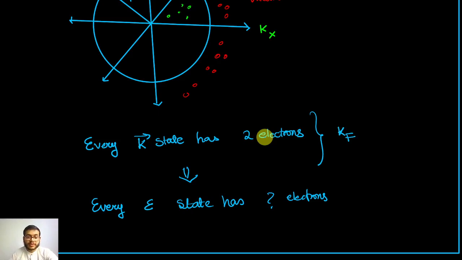So there can be an intermediate question: every mod K state has how many electrons? Because in this different K, different vectors can have the same magnitude. So we will see that for a given magnitude, how many K vectors are there with this given magnitude. And that will tell us how many electrons are there with mod K magnitude, right? So that is what we want to see.